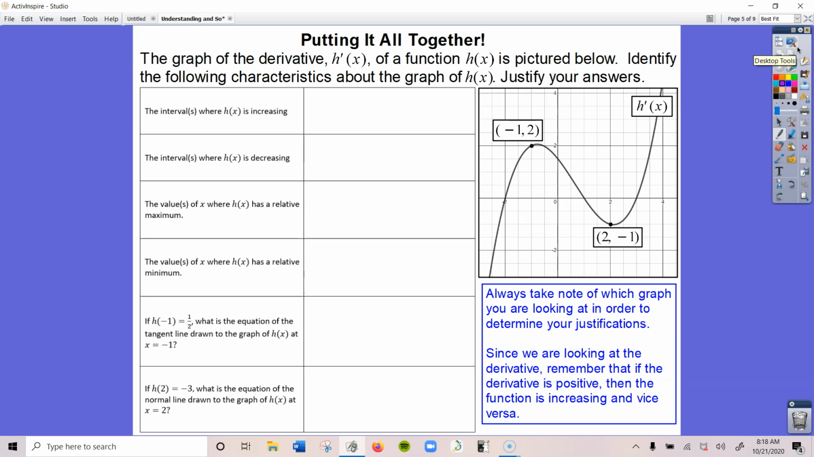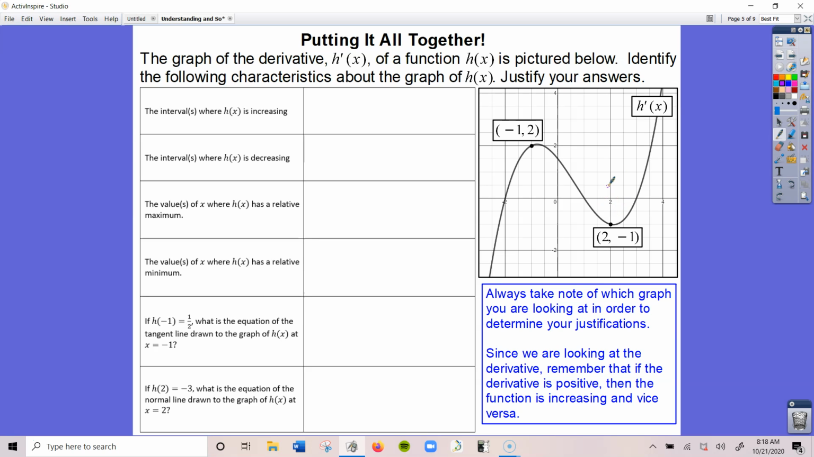Now we're going to put this all together and answer some additional questions. Here we have the derivative graph. So this is h prime of x, and we're going to answer a bunch of questions in terms of our actual function. So this first one says the interval where h of x is increasing. So I want to know from this graph where it is increasing.